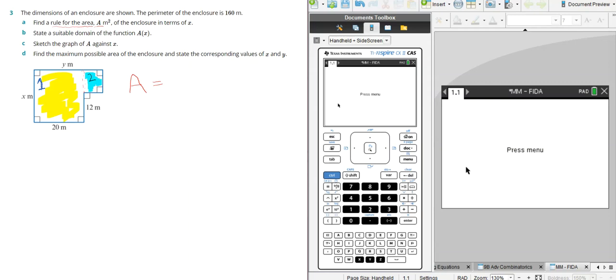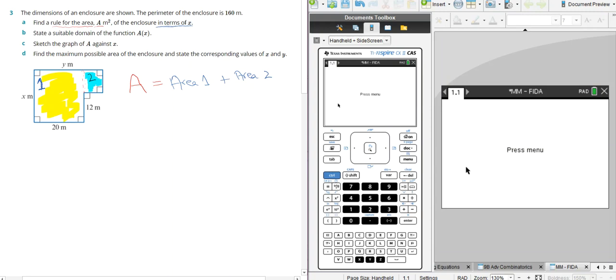So my final rule should look like A equals area 1 plus area 2, and this should give me the area for the whole enclosure. And please read this last statement over here that says in terms of x. That is important for us to note.